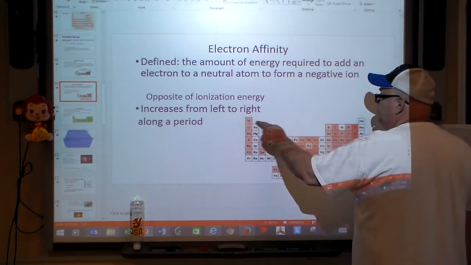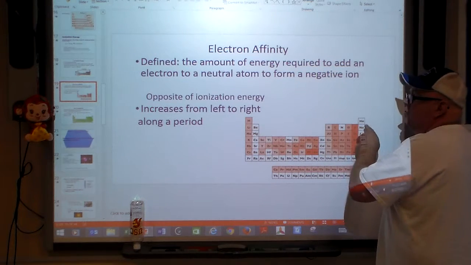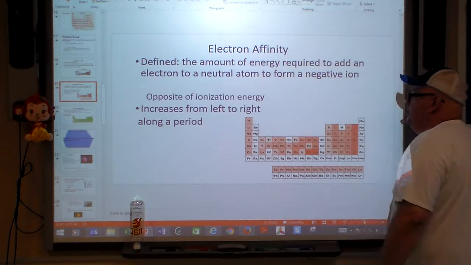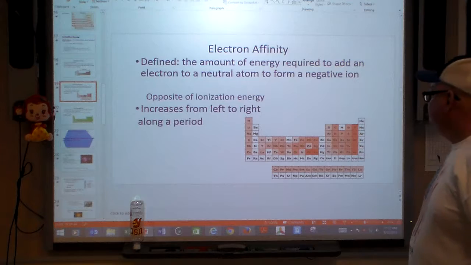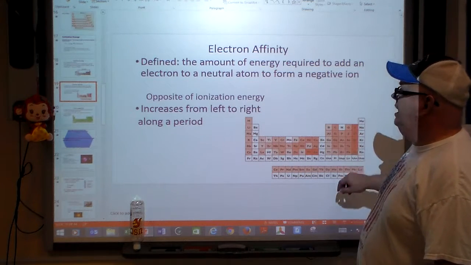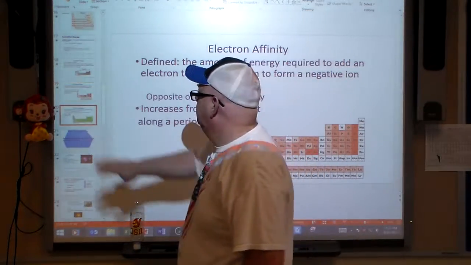If you're going from left to right, it actually increases along a period. It is the absolute opposite, okay? You do need to put in more energy to make them take it here.